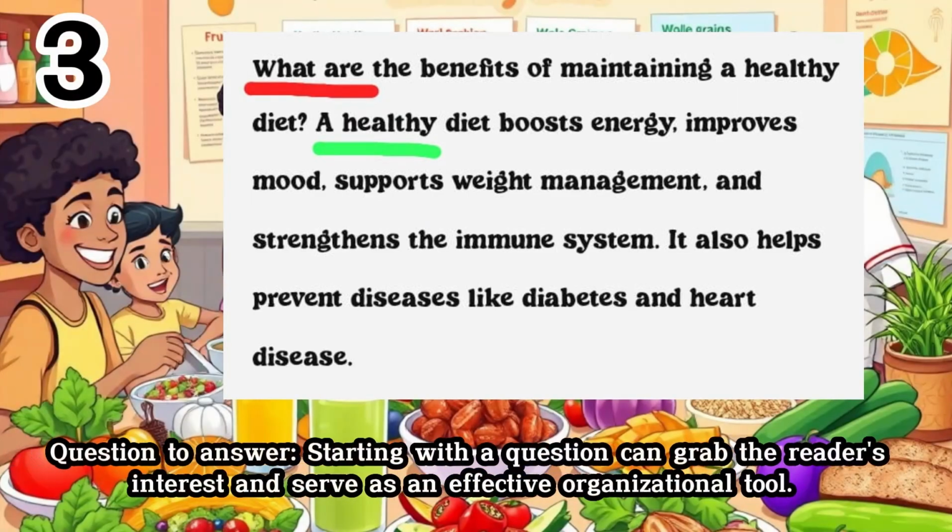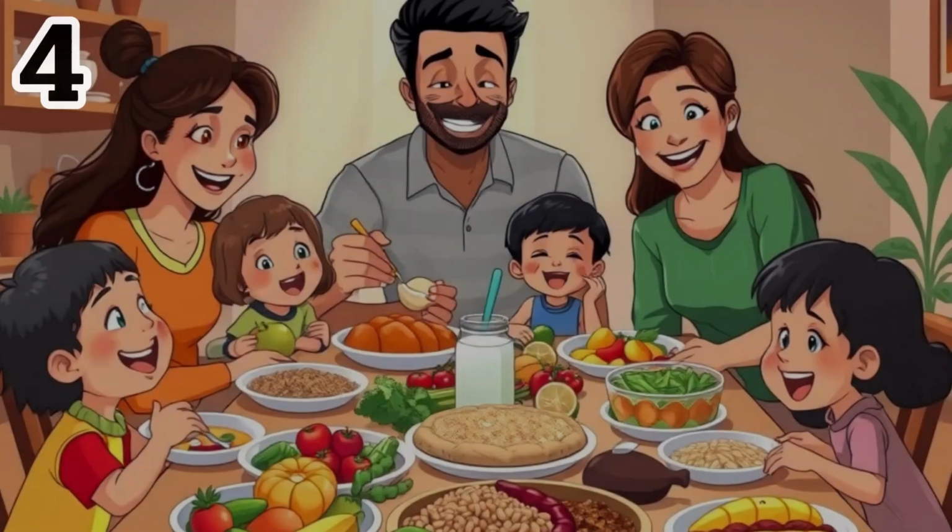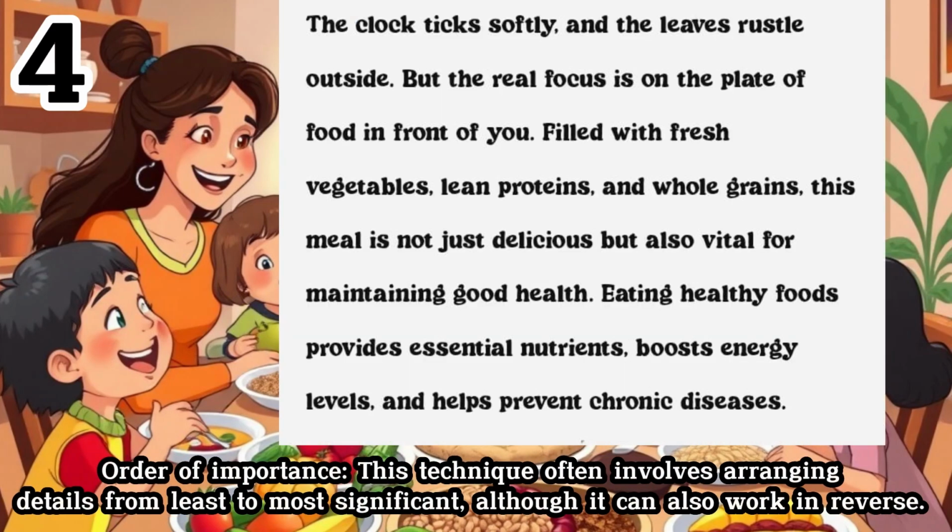Question to answer. Starting with a question can grab the reader's interest and serve as an effective organizational tool. And finally is order of importance. This technique often involves arranging the terms from least to most significant, although it can also work in reverse.